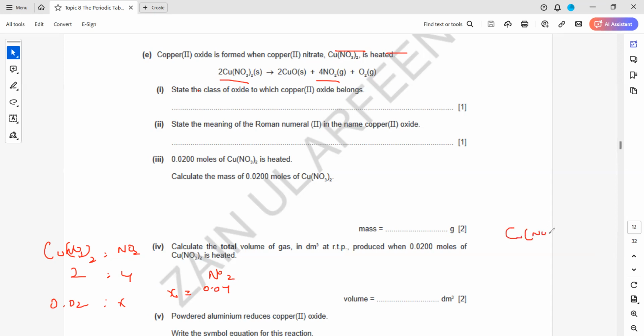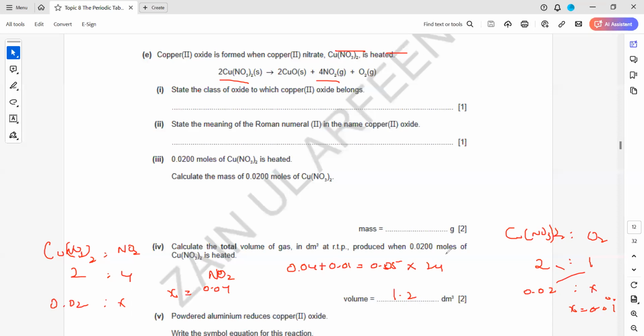Then we use the same mole ratio between copper(II) nitrate and oxygen, which is 2:1. If we have 0.02, then this will be x. We cross multiply, so it will be 0.01. So the moles of oxygen are 0.01 and the moles of nitrogen dioxide are 0.04. The total moles of gas will be 0.05. And this 0.05 is multiplied by the molar volume, which is 24. When we multiply, we get 1.2 decimeter cubed.